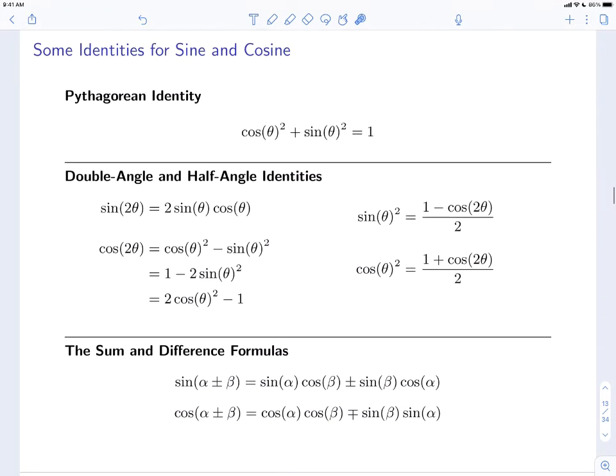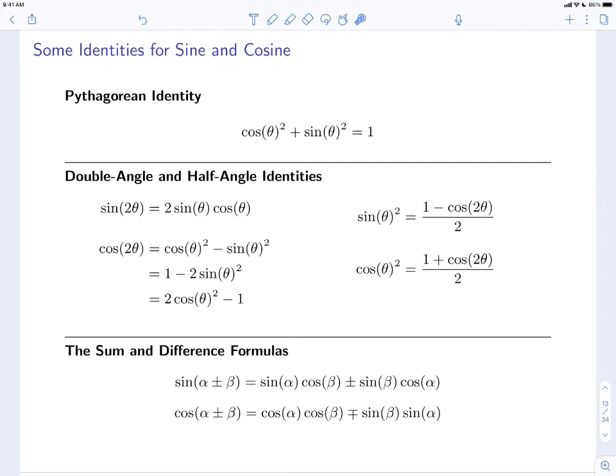Let's look at some of the identities for sine and cosine. Well, one we've already mentioned, the Pythagorean identity. Cosine of theta quantity squared plus sine of theta quantity squared is equal to 1. This is the identity that everybody should know. Here are some other identities that will be very useful whenever you're doing calculus.